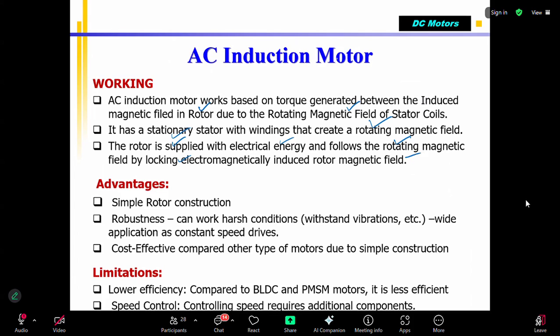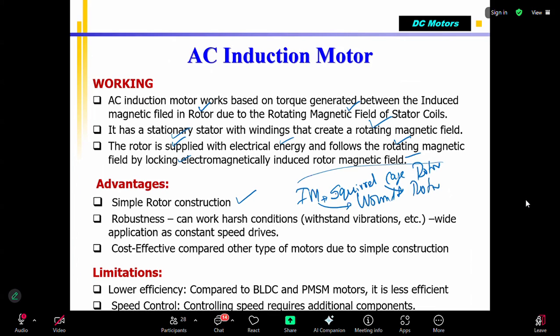What is the advantage of the induction motor? It is simple rotor construction, specifically the squirrel cage rotor. In induction motor, what is the other type? Any idea? In induction motor, the rotor, there are two types. I told you. Because next week you have an exam. Wound rotor. Correct? We say it is a simple construction.